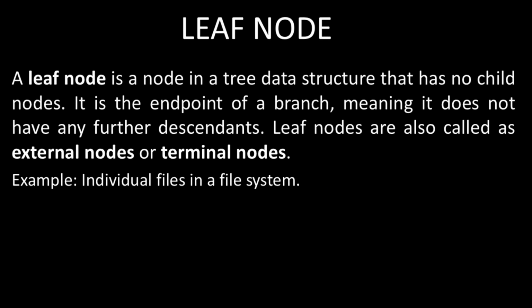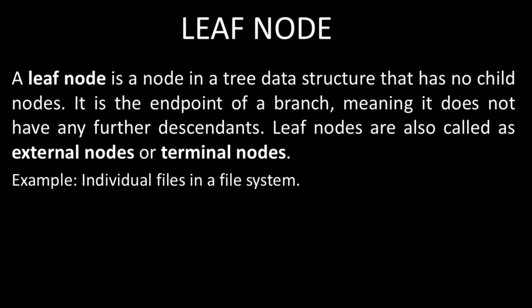Let's talk about leaf node. A leaf node is a node in a tree data structure that has no child nodes. It is the endpoint of a branch, meaning it does not have further descendants. Leaf nodes are also called external nodes or terminal nodes. As an example, an individual file in a file system.